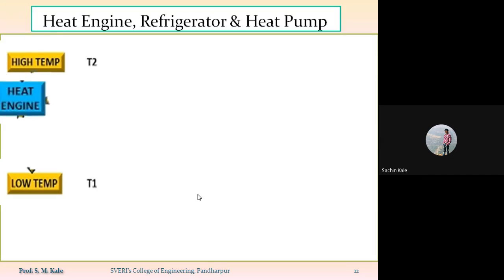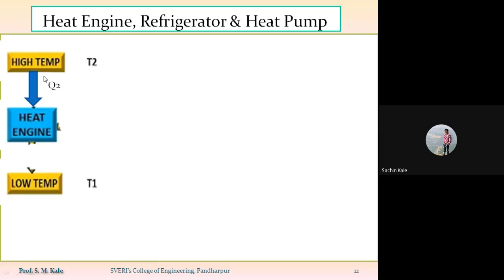So here, in case of heat engine, the heat engine is always absorbing the heat from the higher temperature body. If I consider this as a heat engine, it will absorb Q2 amount of heat from the high temperature body, which is at temperature T2, and that heat will be transferred to the lower temperature body. But while transferring the heat from higher temperature body to the lower temperature body, all the heat will not be transferred as it is.